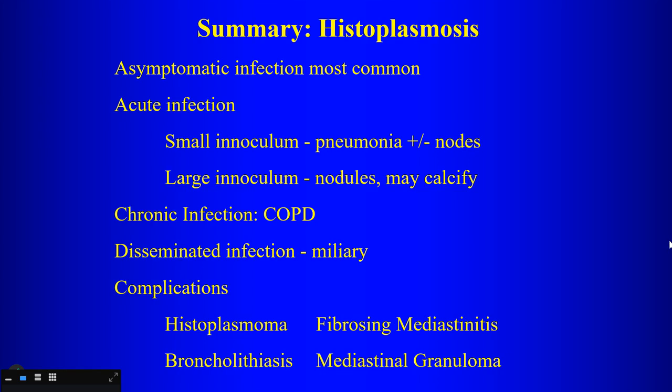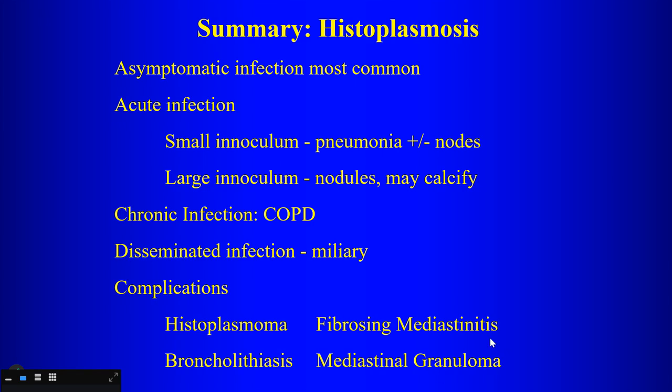So what are the things to remember? It helps to remember what's going to be different about each of these, because if you're preparing for an exam, that's where the questions are going to come. All right? So histo: asymptomatic infection, most common; acute infections, small inoculum, pneumonia plus or minus nodes; large inoculum, nodules that can calcify, the epidemic form that we talked about. Chronic infection associated with COPD; disseminated infection, like everything else, gives you a miliary pattern.